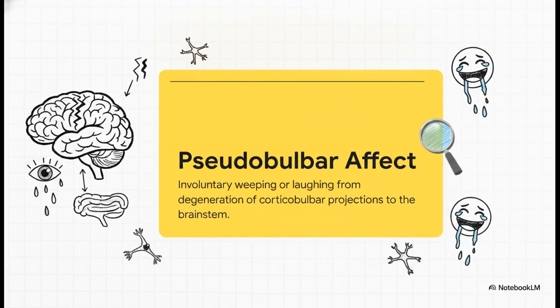A super specific bulbar symptom you definitely need to note is the pseudobulbar effect. As the upper motor neuron damage progresses, specifically, we're talking about the degeneration of corticobulbar projections that innervate the brainstem, patients literally lose the ability to modulate the physical expressions of their emotions. So this results in involuntary and often wildly exaggerated bouts of weeping or laughing. And the wild part? It doesn't even necessarily match the patient's internal emotional state. It's just a direct mechanical result of that descending tract degeneration.